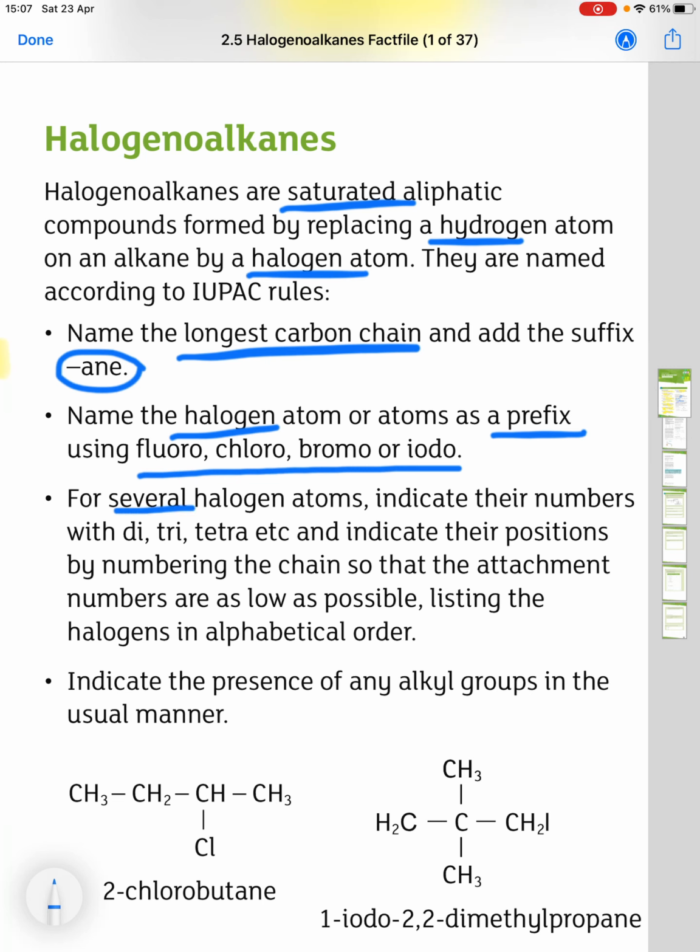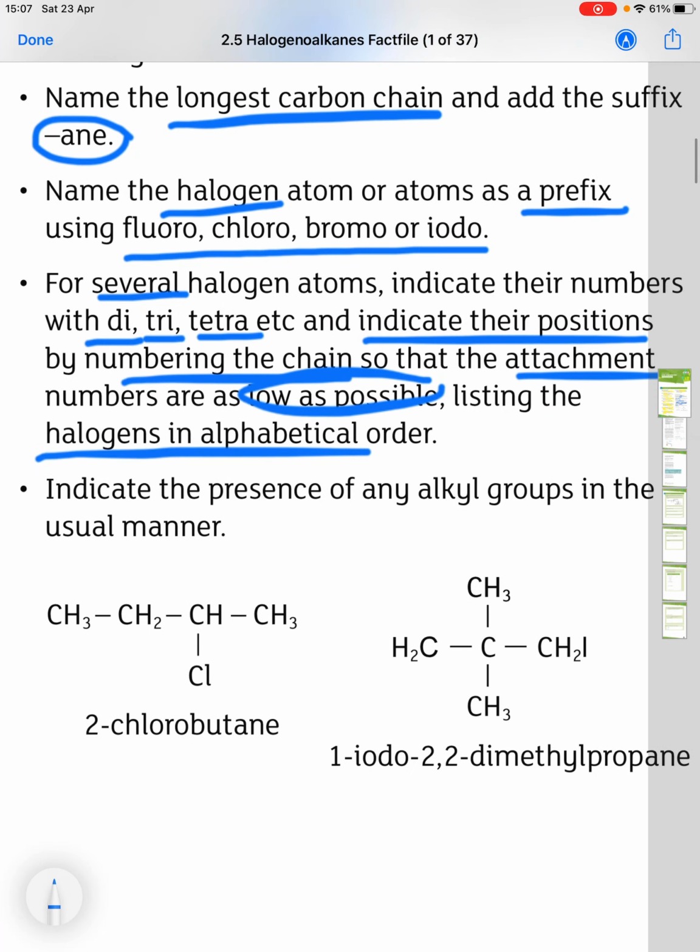And if there are several, then you indicate their numbers with di for 2, tri for 3, tetra for 4, and so on, and indicate their positions by numbering the chain so that the attachment numbers are as low as possible, listing the halogens in alphabetical order. And then you indicate the presence of any alkyl groups in the usual manner.